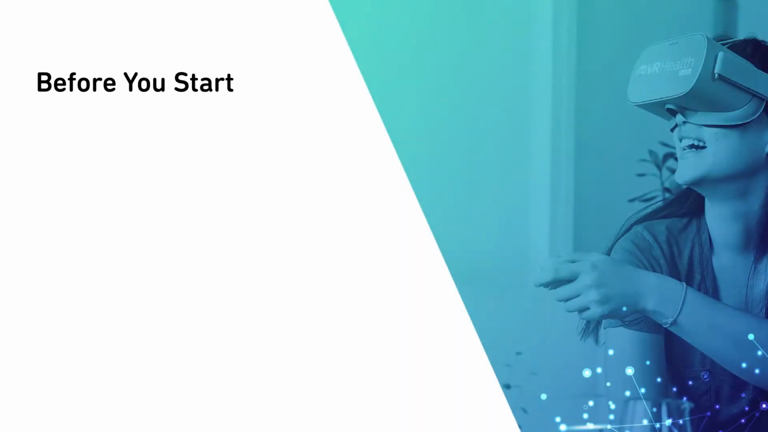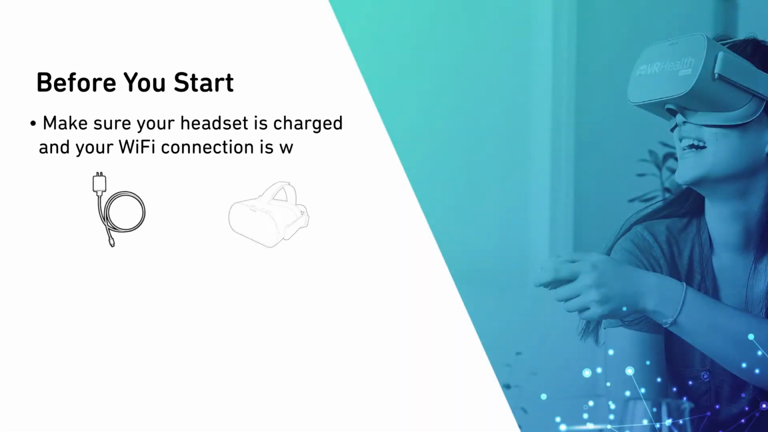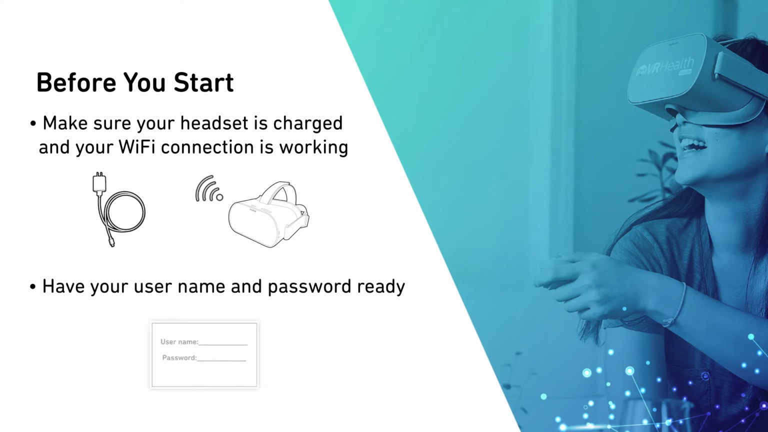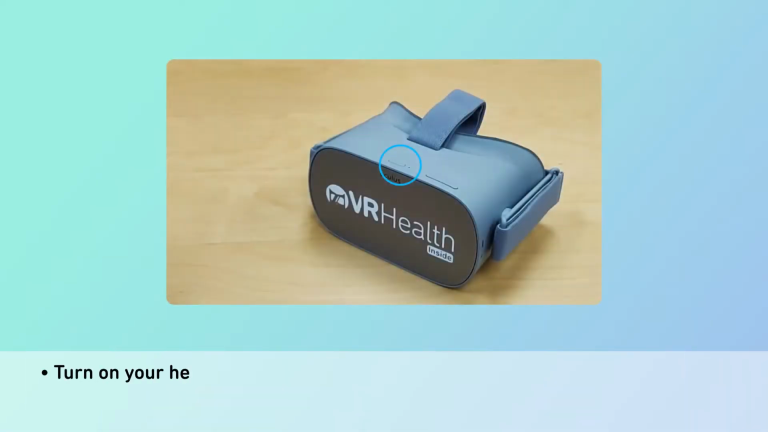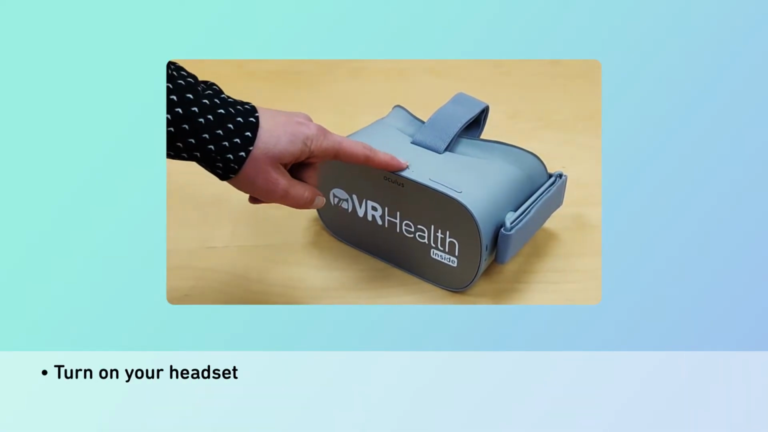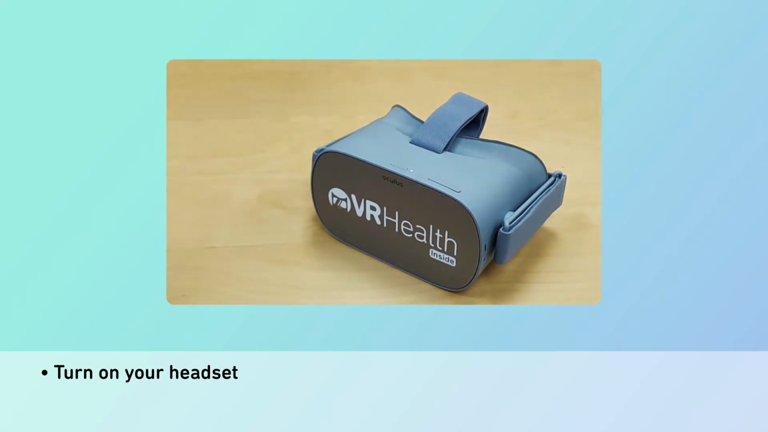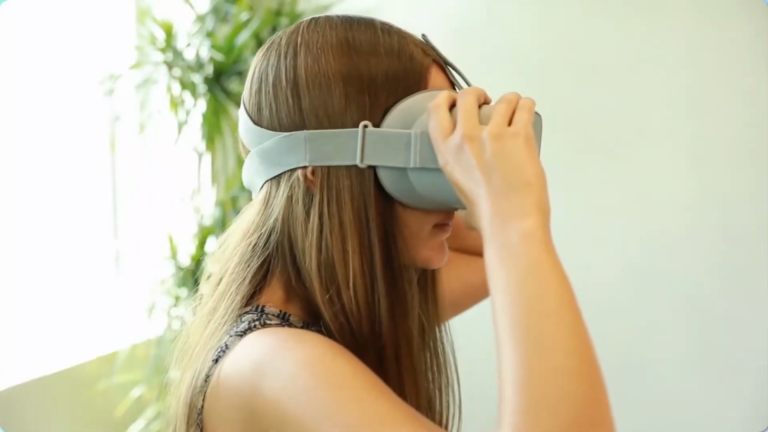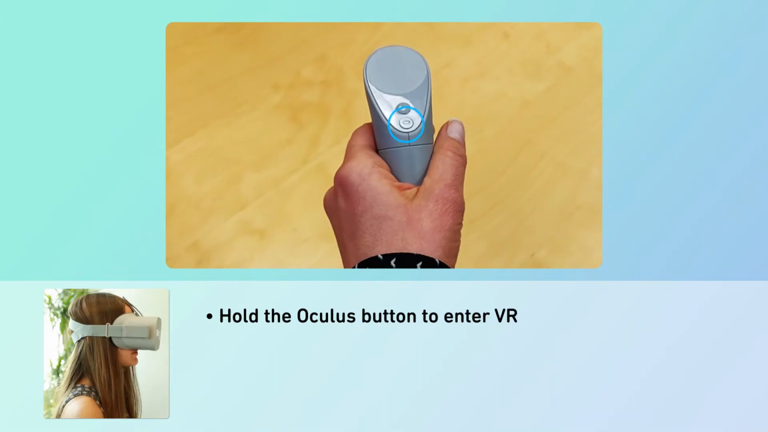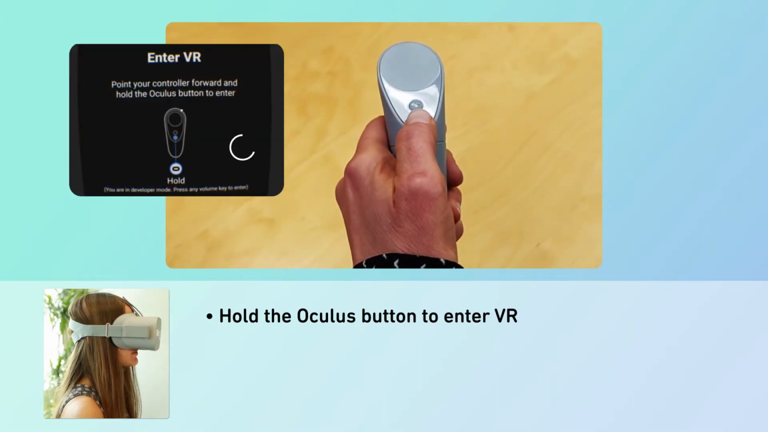Before you start, make sure your headset is charged and your Wi-Fi connection is working. Have your username and password ready. Turn on your headset. Put your headset on. Hold the Oculus button to enter VR.